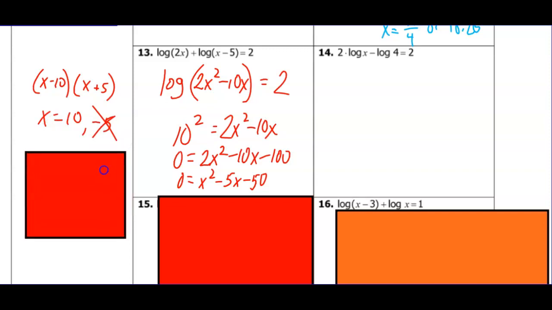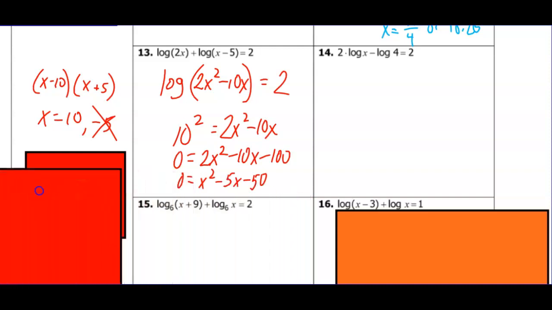I get 10 and negative 5, but this time the negative 5 is problematic because if I put a negative 5 into either log, it's going to create a negative input. No problem with 10, but negative 5 does not work. So negative 5 is considered extraneous. We just want to make sure we check for that each time.